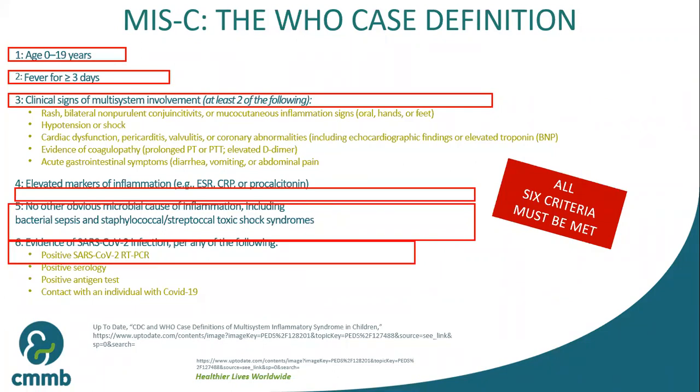The clinical signs include signs of multi-system involvement like rash, hypotension, or shock, and also laboratory findings like markers of inflammation. It also must be documented that there is no other obvious microbial cause of inflammation or bacterial sepsis. And we also have to have the proof by PCR or serology that the child has a past or an actual infection of COVID-19.